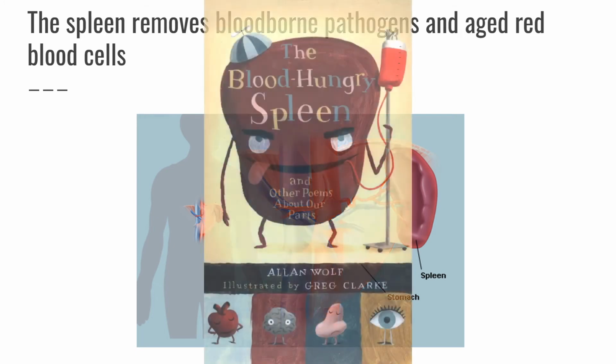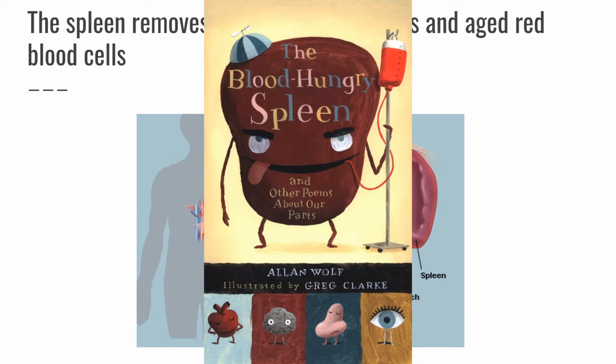I also want to recommend that everybody check out this book, The Blood-Hungry Spleen and Other Poems About Our Parts by Alan Wolfe. And maybe this image will help you remember that the spleen removes old red blood cells.